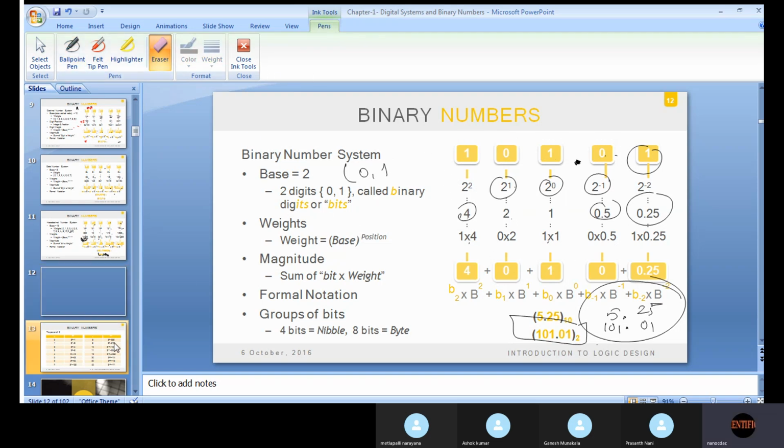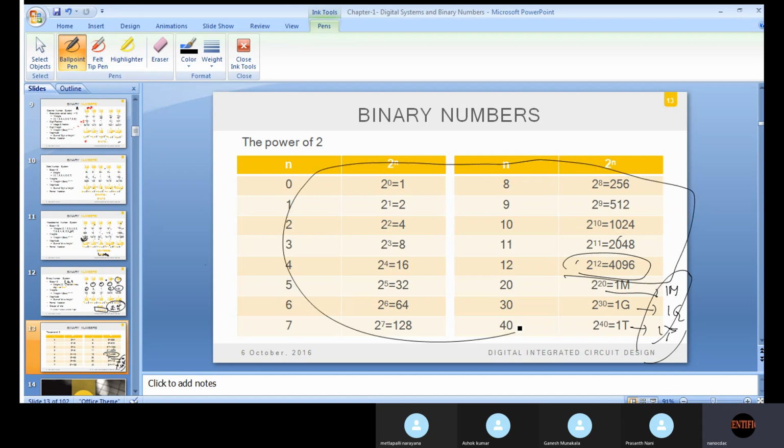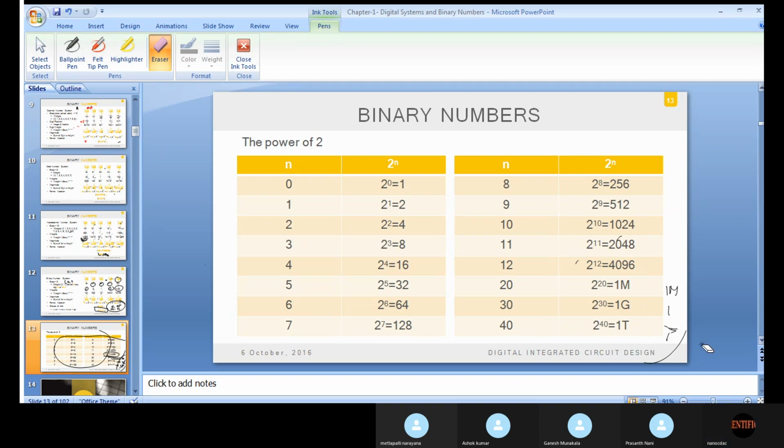Now we will see the next slide. Here, power of 2, when n is 0, 2 power 0 is 1, 2 power 1 is 2, 2 square is 4, 2 cube is 8. Up to here we know: 2 power 10, 2 power 11, 2 power 12. 2 power 20 is 1 mega, 2 power 30 is 1 giga, 2 power 40 is 1 tera. Remember these and we can easily get the rest. This is about binary numbers.